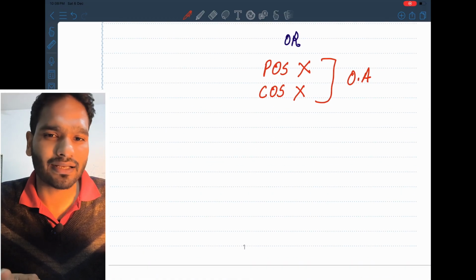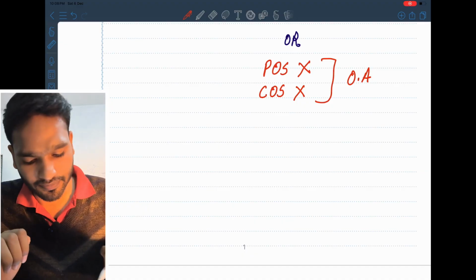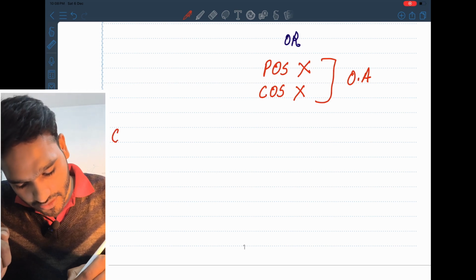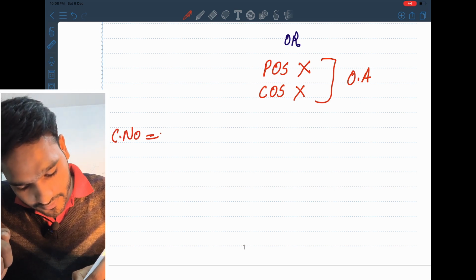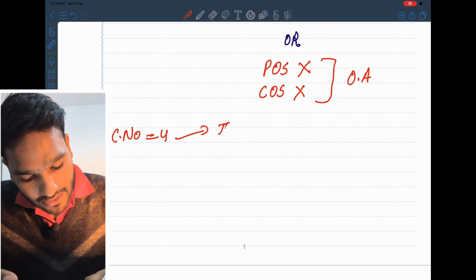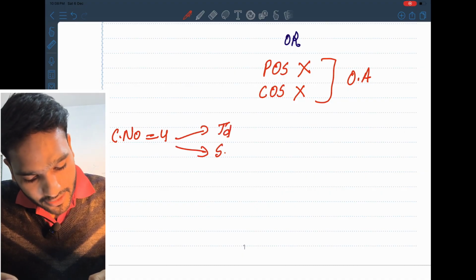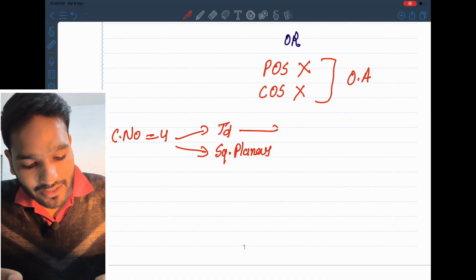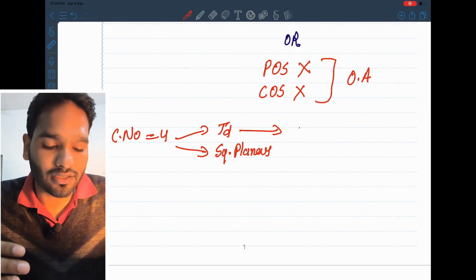The plane of symmetry is very easy; the center of symmetry I will tell you. If the coordination compounds that you are having have coordination number 4, there are two types of geometries. One is tetrahedral and the other one is square planar. In the case of tetrahedral, you will be having 4 ligands.